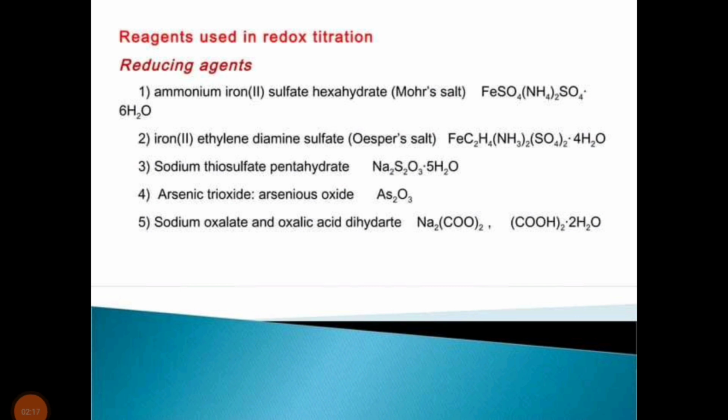Next, reagents used in redox titration. Reducing agents are ammonium ion, sulfate, hydroxide, hydrate, Mohr's salt, iron(II) ethylenediamine sulfate, sodium thiosulfate pentahydrate, arsenic trioxide, arsenic oxide, sodium oxalate and oxalic acid dihydrate.